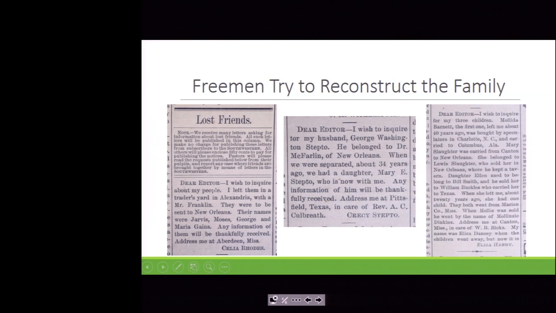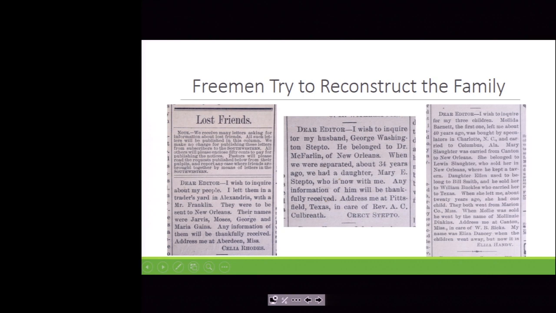We receive many letters asking for information about lost friends. All such letters will be published in this column. We make no charge for publishing these letters from subscribers to the Southwestern. All others will please enclose 50 cents. Pastors will please read the requests published below from their pulpits.